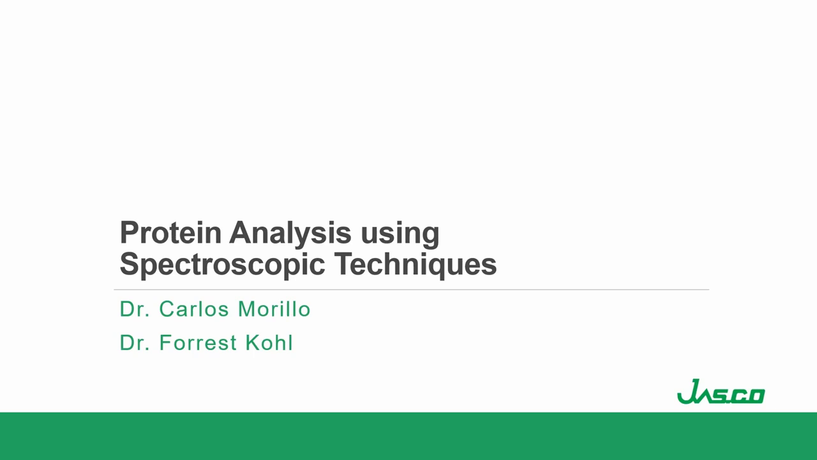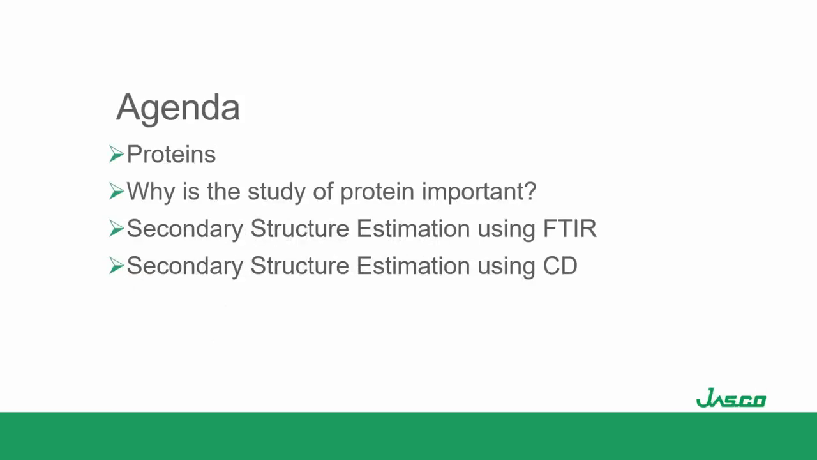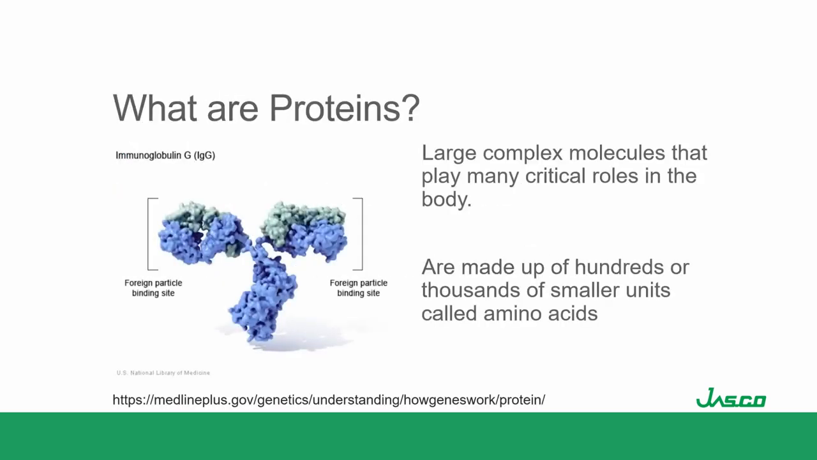So today we are going to be talking about protein analysis using a couple of spectroscopy techniques. The agenda for today is that we are going to be talking about proteins, why it is important to study proteins, and secondary structure estimation using FTIR and using circular dichroism. So to start, what are proteins?